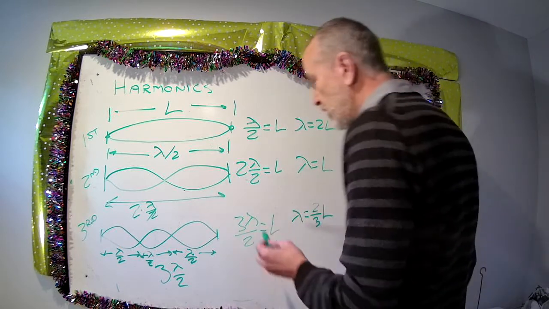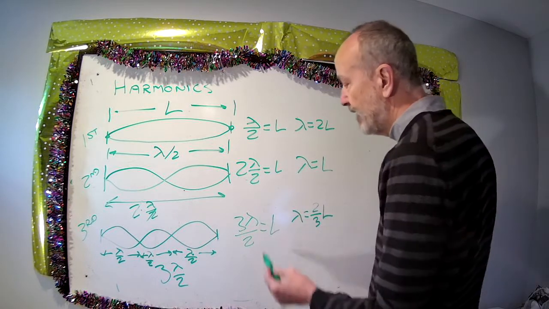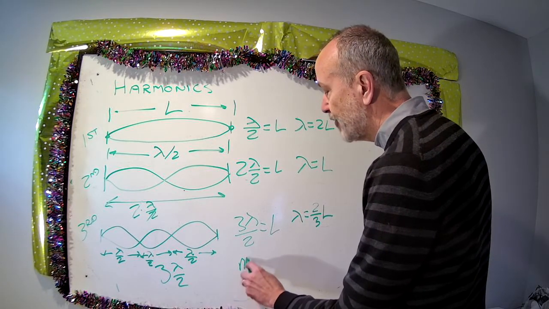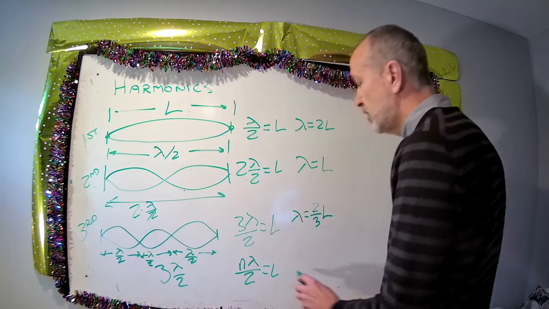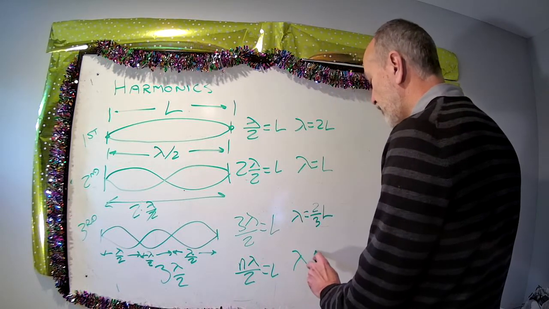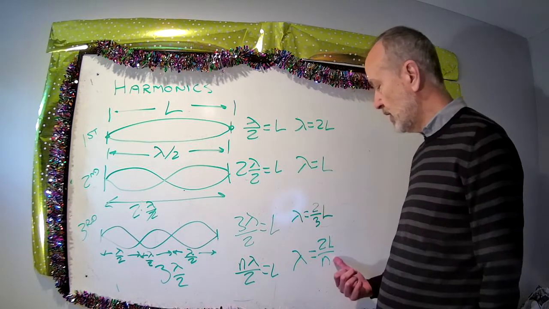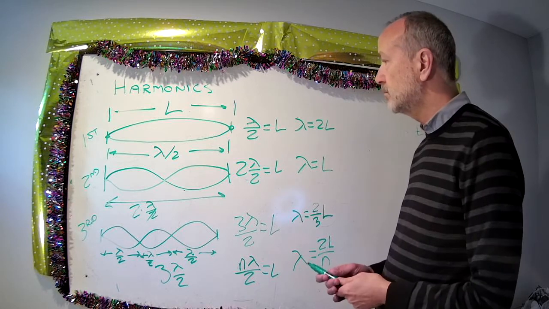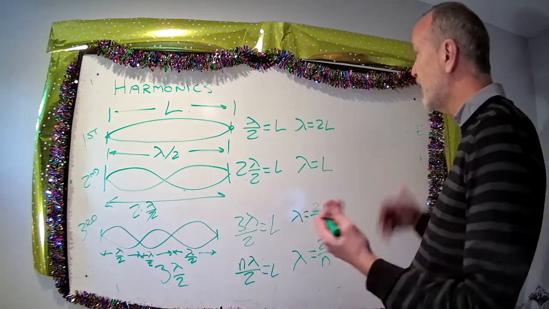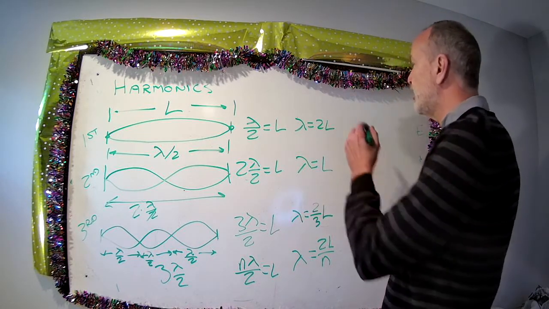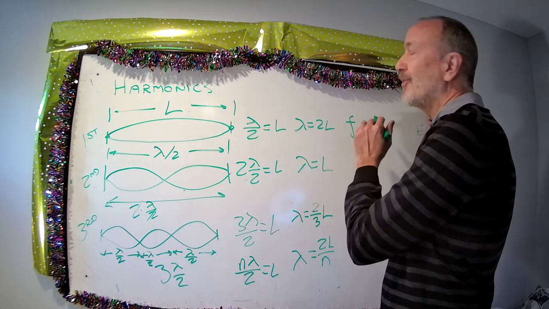In general, if you look at this pattern, this is one half wavelength, 3 half wavelengths. In the nth harmonic, it would be n lambda over 2s equals L. So lambda equals 2L over n, where n is the harmonic number. Okay. Now, look at that. So if we have these things, we can figure out the frequencies. Frequency equals V over lambda, right? I'm sorry, V equals frequency times lambda.